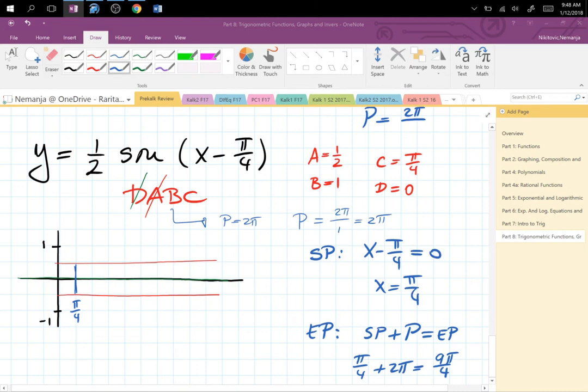to 9 pi. So here is my 2, 3, 4, 5, 6, 8, 9. There we go. That's how I count. 6, 8, 9. That's it. No 7s. So 1, 2, 3, 4, 5, 6, 7, 8, 9. That's it. 9 pi over 4.